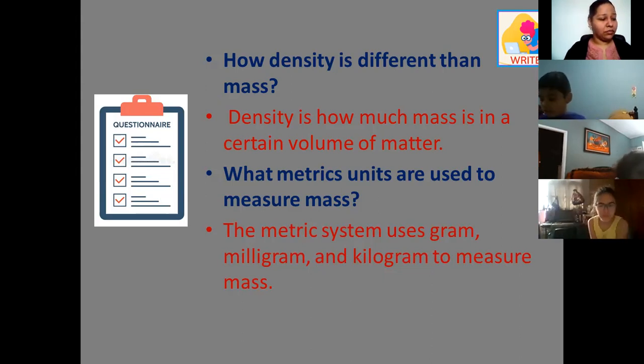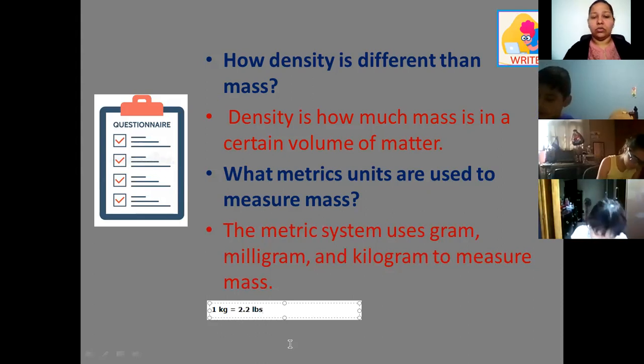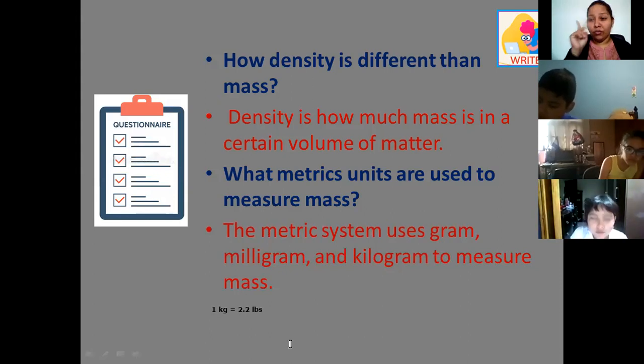Miss, but how do you know how much is a kilogram? It's more than this: 2.2 pounds. Yes, I am 90 kilograms. 1 kilogram is equal to 2.2 pounds. Un kilogramo equivale a 2.2 libras. I'm going to write it.